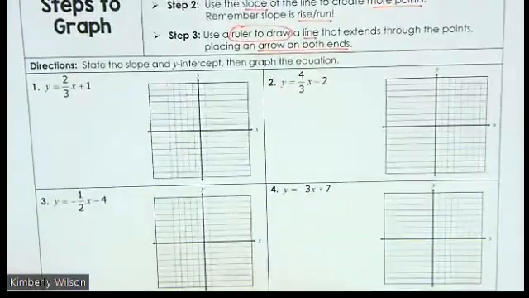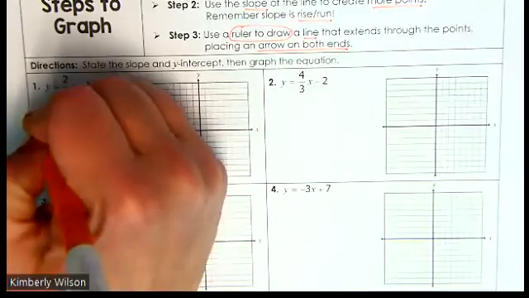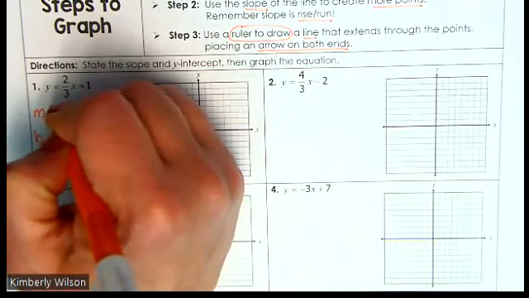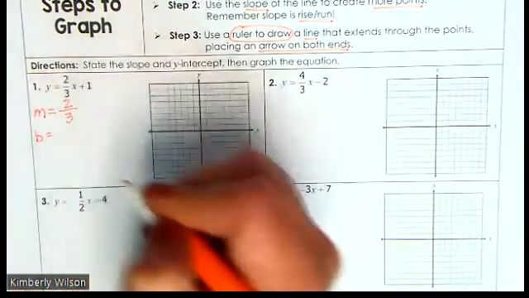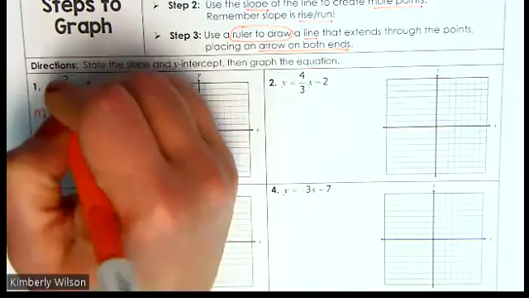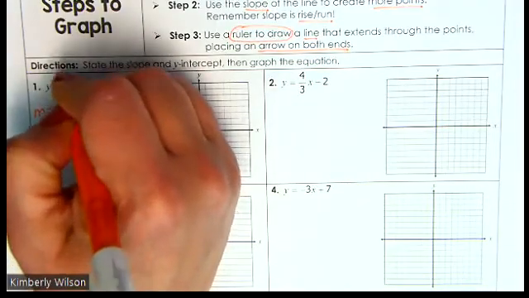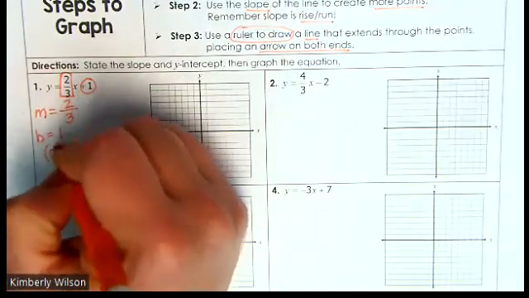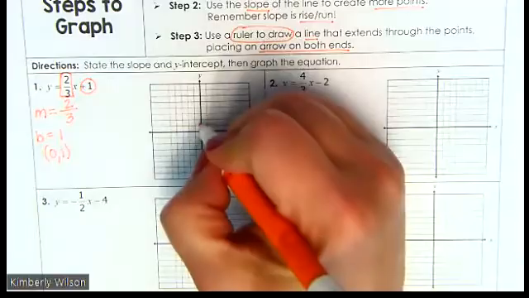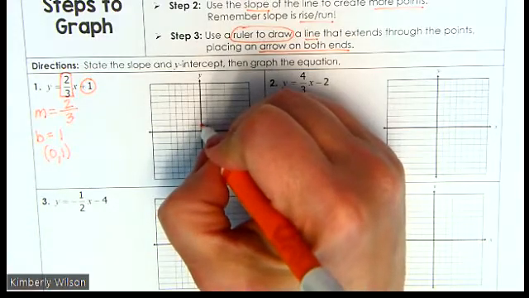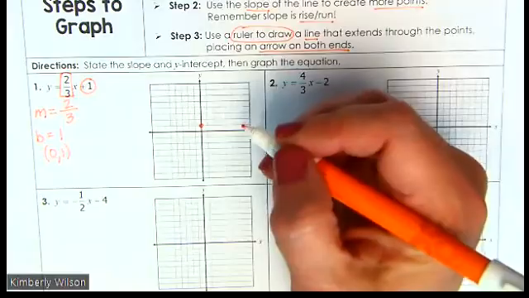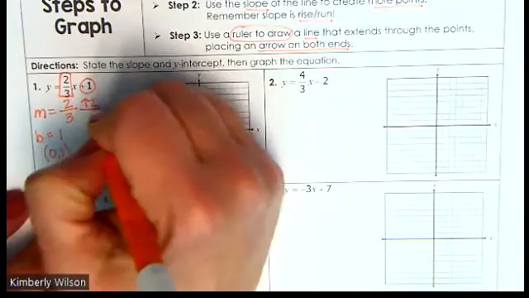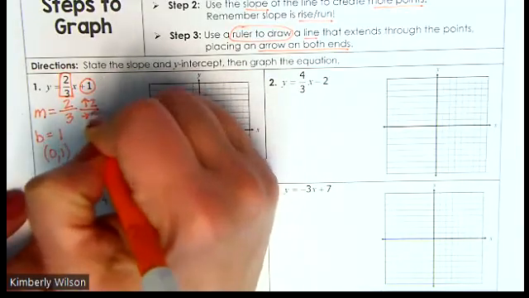Okay, number one, first thing we do is we pull out m and the b. So my slope is 2/3. My b is 1, which is written as (0, 1) when it's an ordered pair. So I plot that point first at (0, 1). And now I use my slope, which is +2 over +3. So that means I'm going to go up 2, and to the right 3.